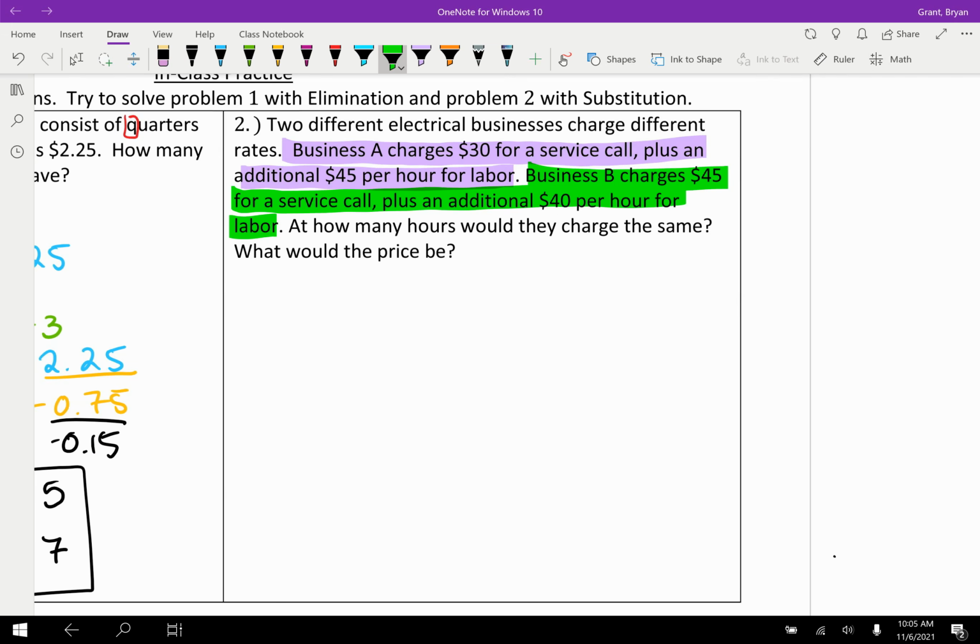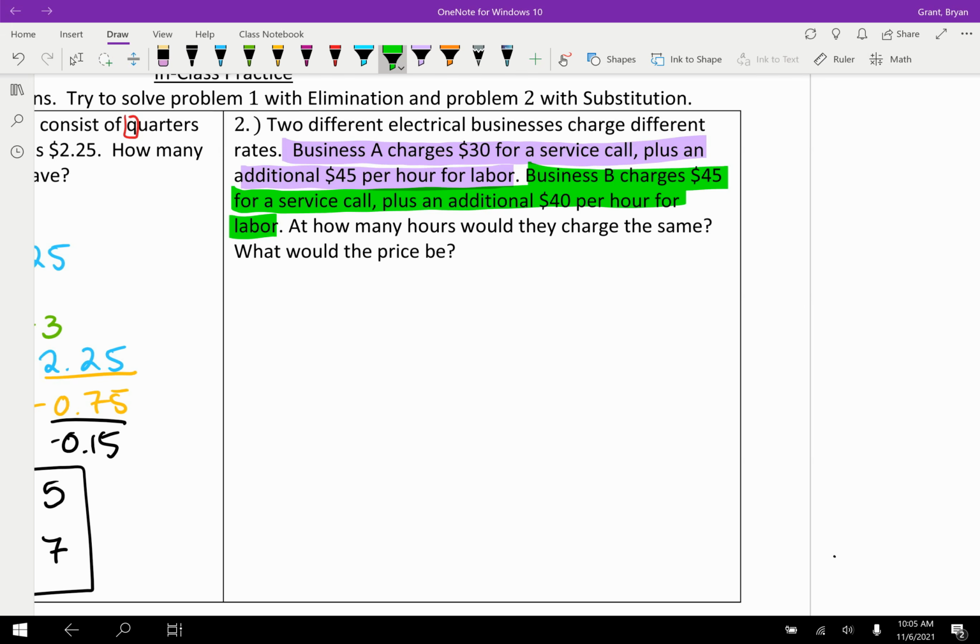A couple of things we should realize before we start here. A service call is the price that a company charges just to come out to your house. Right? So if you say, I want you out here, they're going to come out regardless. That way they're kind of covering costs in case there's actually nothing wrong. They're like, well, my time is valuable. I need to at least spend a little bit of money, or you have to pay me a bit, so on and so forth. So the service charge only happens once.